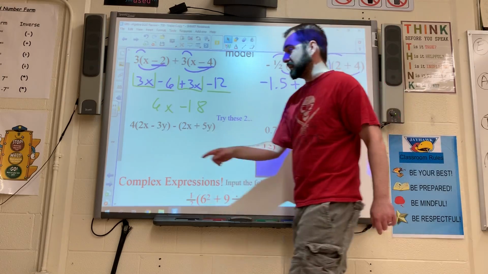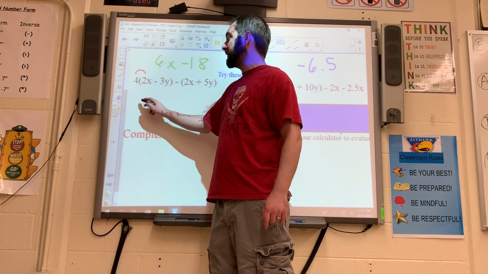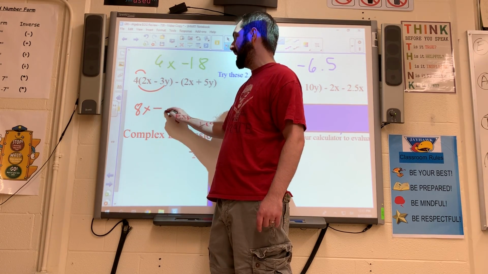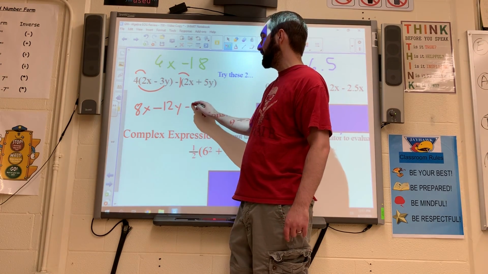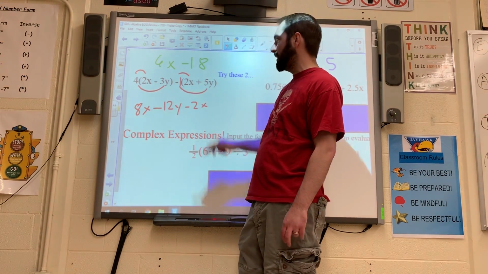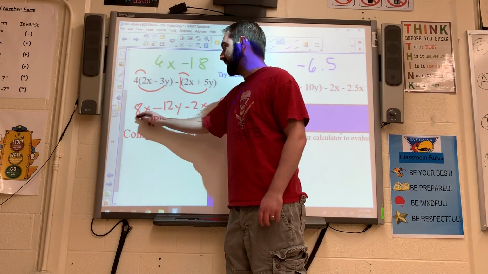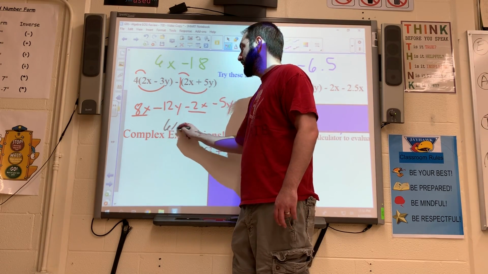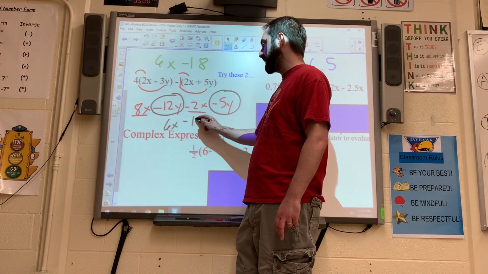All right, first example. Again, over, under, and then combine. 4 times 2, 8x. 4 times negative 3y is negative 12y. Negative 1 times 2x is negative 2x. Negative 1 times 5y is negative 5y. From there, I have 8 minus 2. I really have 6x. And then I have negative 12 minus 5 is negative 17y.